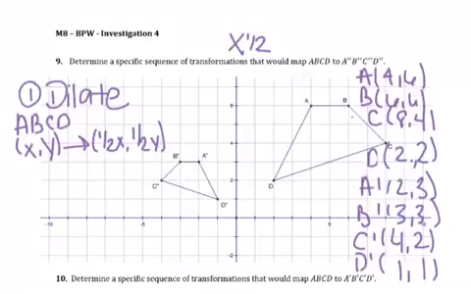Okay, we have to plot those in-between steps, so I'm going to go ahead and plot my primes. A prime looks like (2, 3), so over 2, up 3. That's over 2, up 3 for A prime. (3, 3), so over 3, up 3 is going to be B prime. (4, 2) is going to be C prime. And D prime is (1, 1).